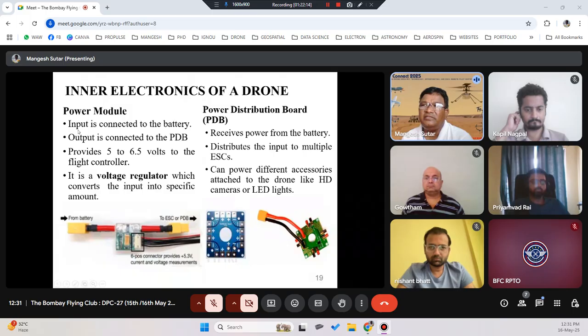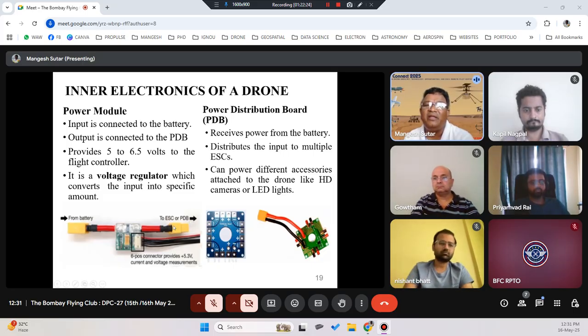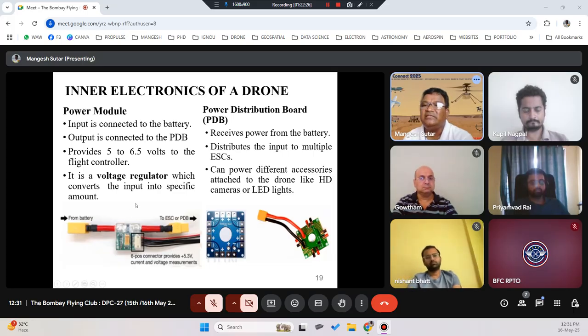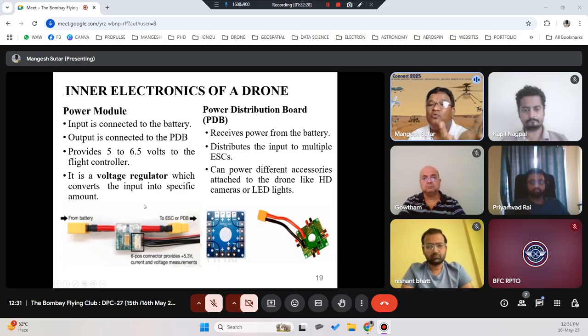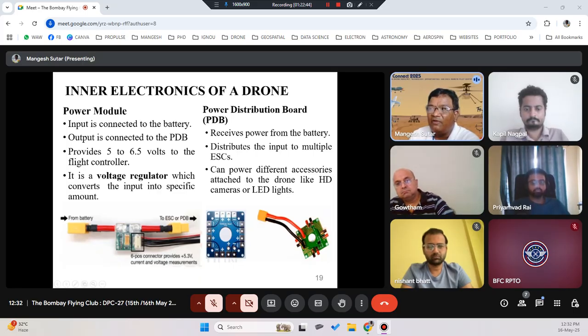Power module: it's an input connector, so it's just a connector. You will see a connector which connects to the battery side and a connector which connects either to the ESC or to the PDB. PDB is nothing but the power distribution board. Since a quadcopter has 4 motors, you will require 4 ESCs, so you need 4 connections. You will not have 4 connectors coming from the battery connector. You will have one common connector which connects to the power distribution board, and then 4 ESCs connected to the power distribution board.